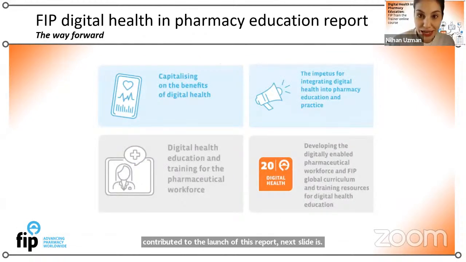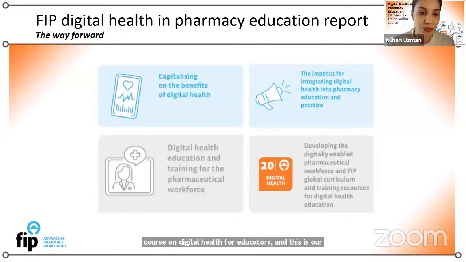Our report has been used as a global evidence base in integrating digital health into pharmacy education. And our report has supported the pharmaceutical workforce to obtain the necessary digital health knowledge and skills so far. Based on the findings, we identified 4 key way forward areas, which you're seeing on the screen right now. And we actually made progress towards all of them within the first year after the launch of this report. Today, we are launching the FIP Train the Trainer online course on digital health for educators. And this is our key progress.